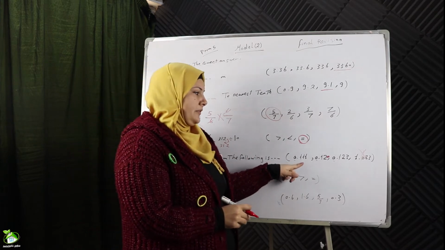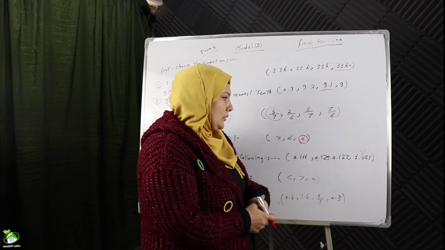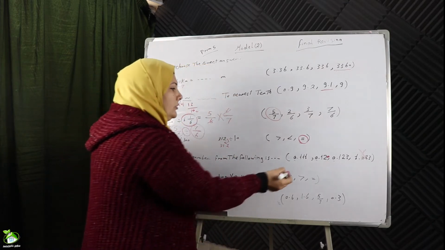It's 111,000. 120,000. 123,000. The smallest is 111,000.